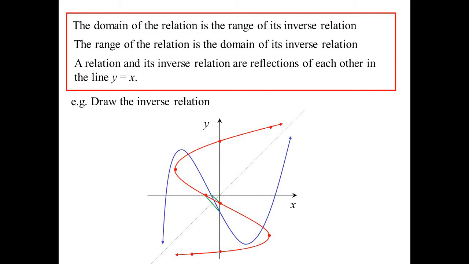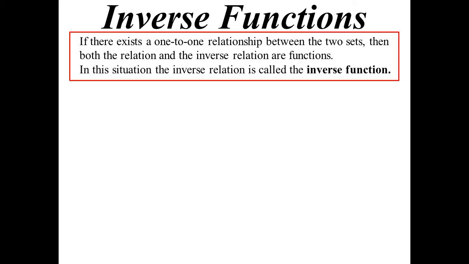Now, that's inverse relations. We're going to be very interested in inverse functions. So if there exists a one-to-one relationship, that's where it's satisfied both the horizontal line test and the vertical line test, satisfies both. One-to-one relationship. Then both the relation and the inverse relation are functions. That's what we're basically saying. So if you've got that situation, we no longer call it an inverse relation, we call it an inverse function.